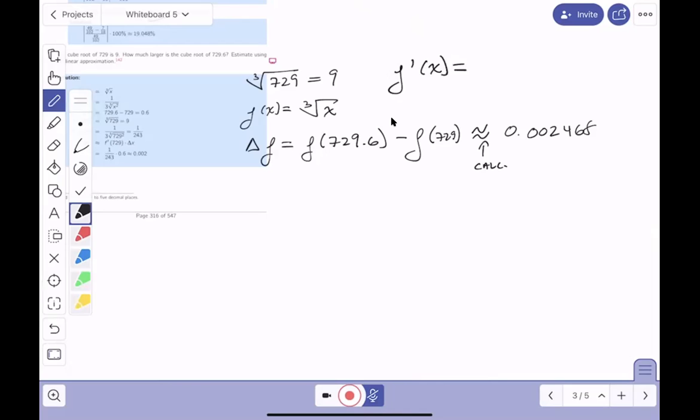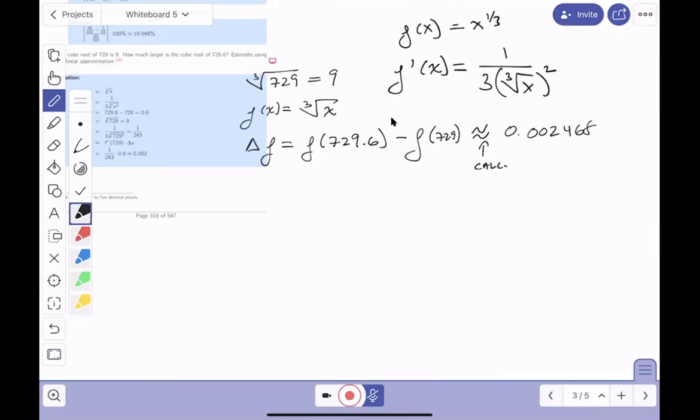And what's that going to be? Well, f of x equals x to the 1/3. So what's that going to be? It's going to be 1 over 3 times the cube root of x, whole thing squared. All right. Take your time to get the derivative, certainly.